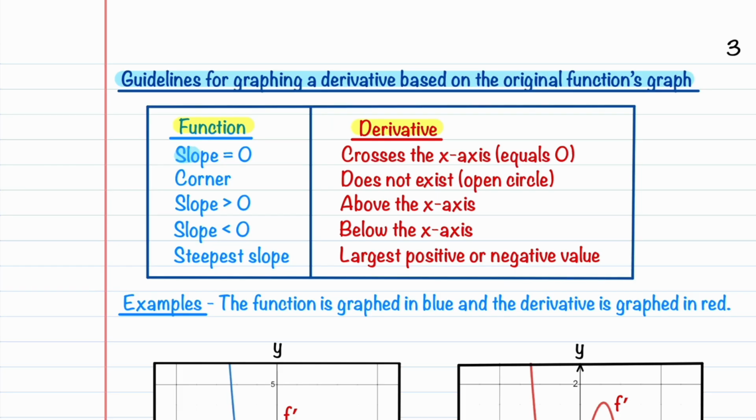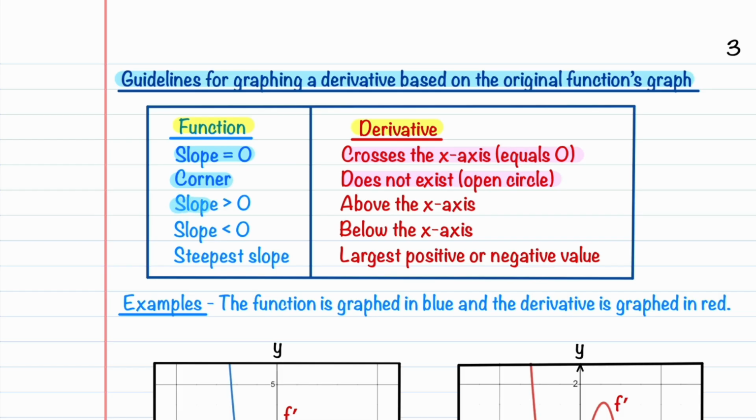If the slope of the function is 0, then the derivative is going to be 0 and cross the x-axis. If a function has a corner, that means the derivative does not exist, and you have to notate that by putting an open circle at that point.